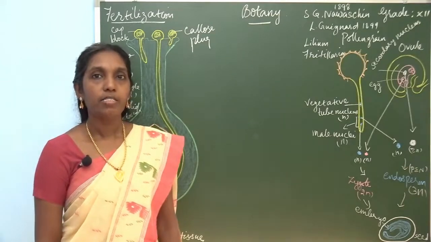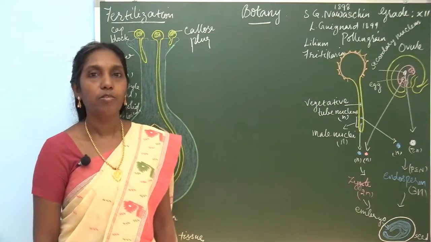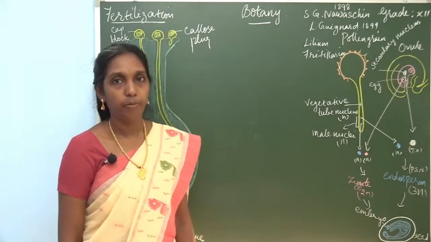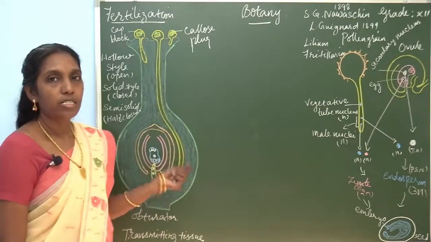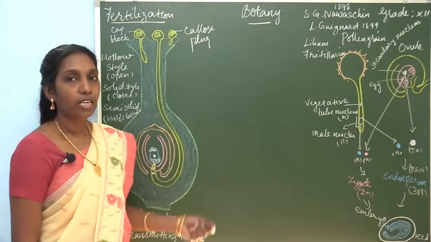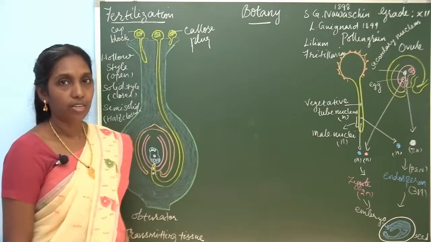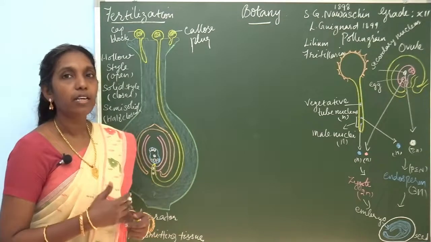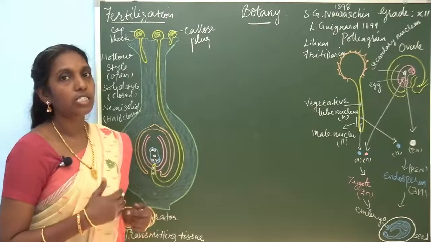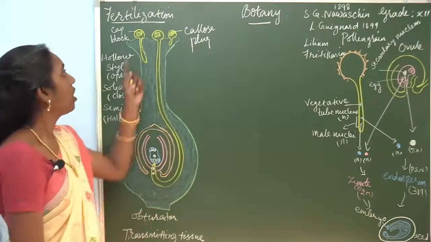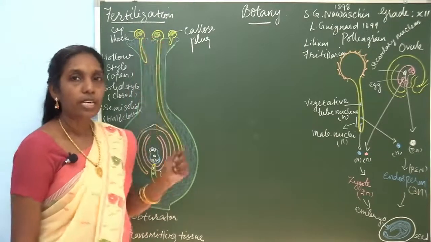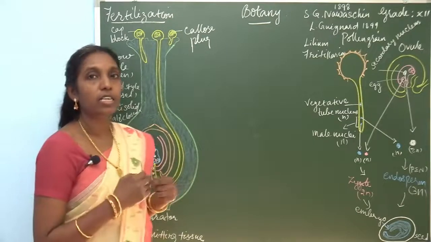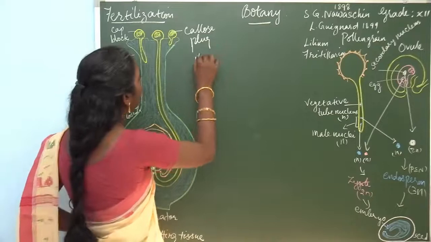In the previous class, we discussed the process of pollination, which is followed by fertilization in plants. Let us see what fertilization is, or define fertilization. The fusion of male and female gametes is the process called fertilization. So, today's topic is fertilization in angiosperms. The name of the fertilization in angiosperms is double fertilization.